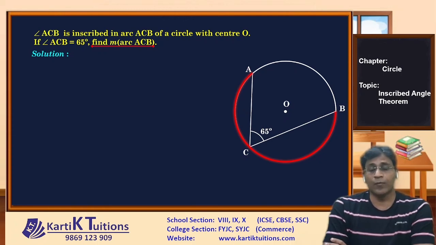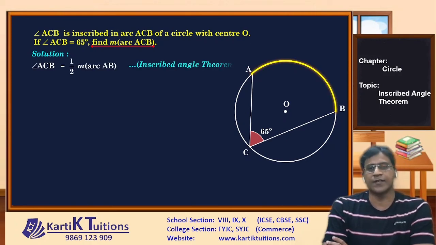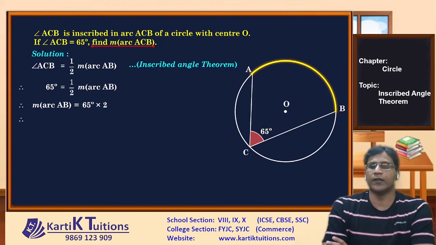Now, when will we get this value? When you know the major arc AB. Can you get the major arc AB? Yes, sir. How? See, angle ACB is an inscribed angle. Just now we have discussed the inscribed angle theorem. In other words, we can say angle ACB is half the arc AB, and the reason is inscribed angle theorem. Let's substitute the value. 65 degrees is equal to half the arc AB. So in other words, arc AB will become 65 into 2, that is 130 degrees.